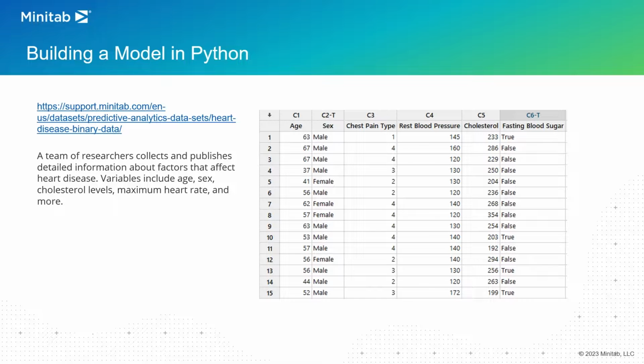All right, at this point, I think it'll be instructive to build a model with scikit-learn. I'm going to use a data set from Minitab's dataset library to start with. It's heart disease binary data. This is a relatively small data set for the purpose of doing predictive analytics, 303 rows. But it's going to let me illustrate a couple of points about steps where Minitab Statistical Software is going to save you time as you're getting started with predictive analytics.